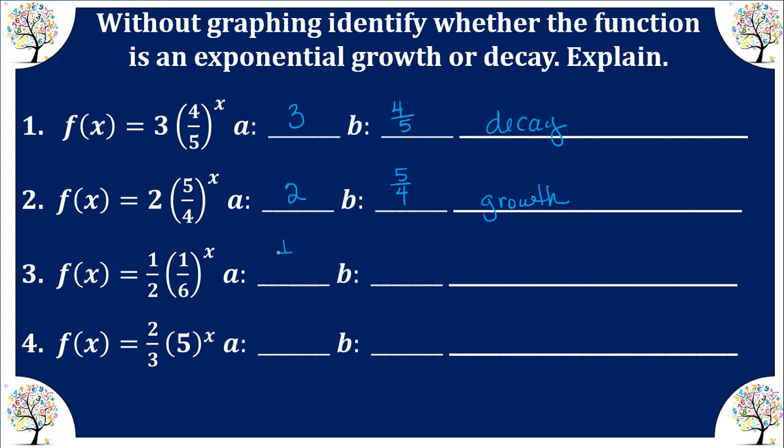Number 3, we have an initial value of 1/2, and our multiplier, our B value, is 1/6. That is between 0 and 1, so this is a decay. And then number 4, we have an A value, an initial value of 2 over 3, and it's the B value that tells us if it's a growth or a decay, and this is more than 1, so this is an exponential growth.